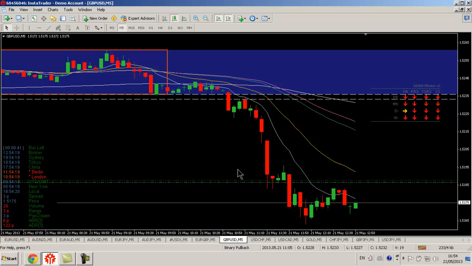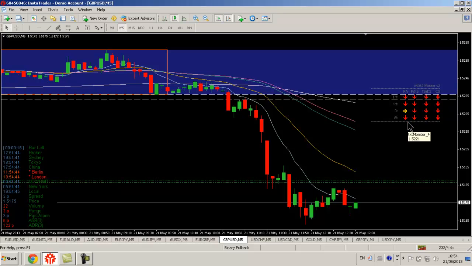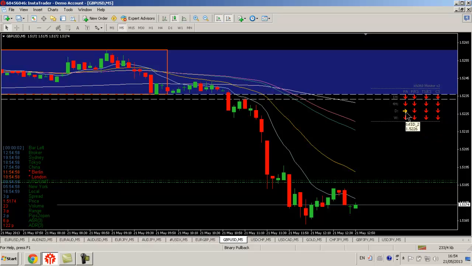Okay, then the way we trade this, the very first thing we look at is our Ichi Moku Monitor. Now, there's 16 potential candles and we're looking for a minimum of 13 to take a trade. Okay, so here there's 15 out of 16 are red and that yellow means neutral, so that qualifies.